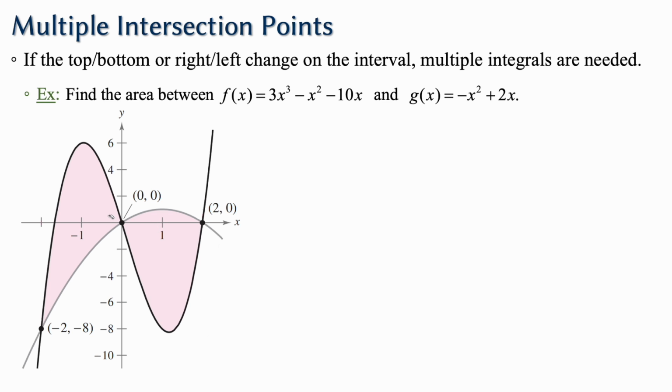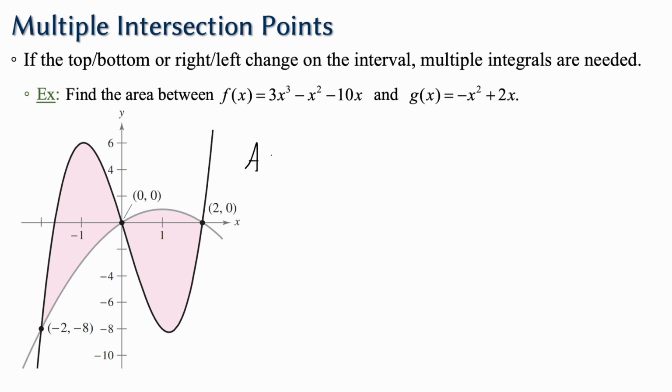So the one thing I can't adjust is I have to go top minus bottom. And because the top and bottom change from one region to the next, it forces me to use two integrals. So we're going to use one integral for the left region and then add a second integral to find the area here that's in the second region.